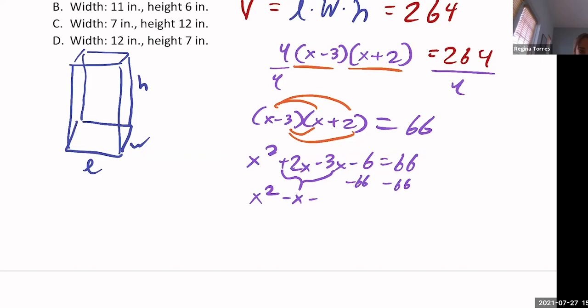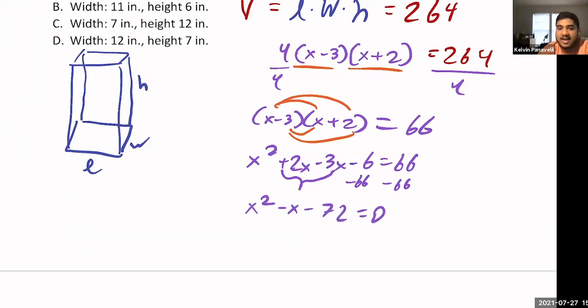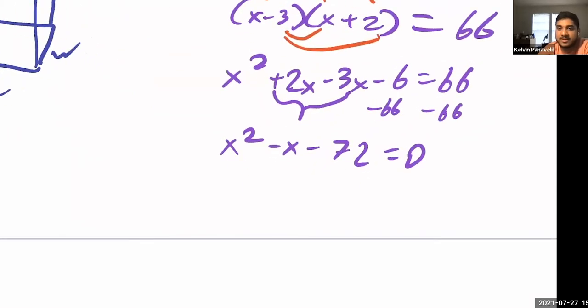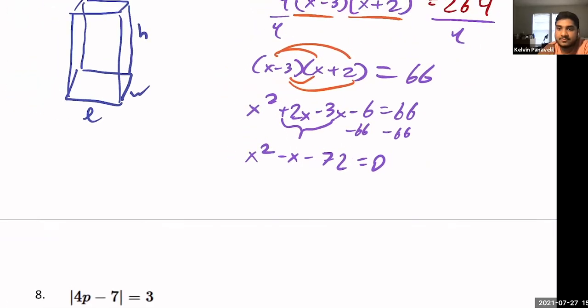-72. Perfect. Minus 72 all equals 0. And finally, in order to solve for x, we got to think of what? Two numbers that multiply to negative 72 and add to negative 1. So always start with what? The multiplication, right? So what two numbers multiply to negative 72 and add to negative 1 in the chat? What do you guys think?